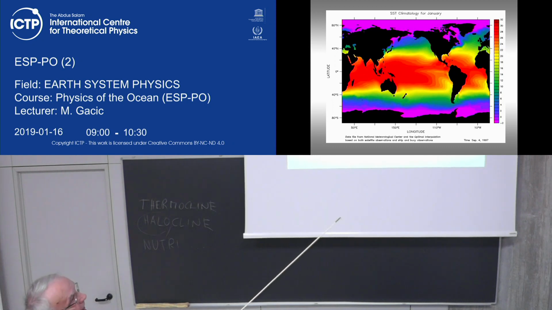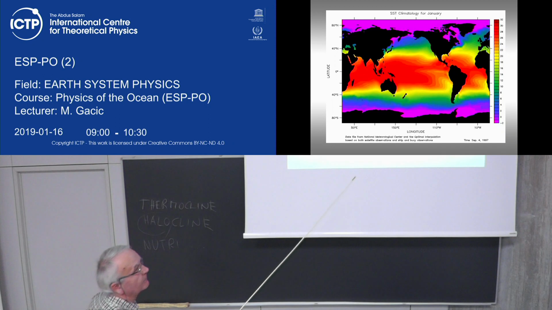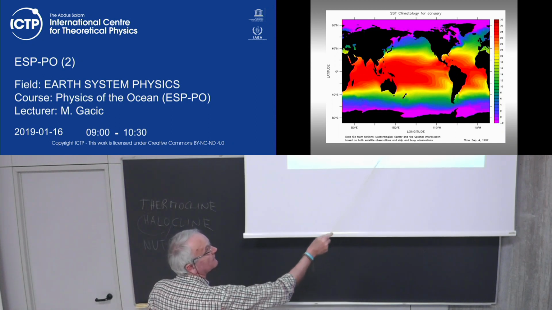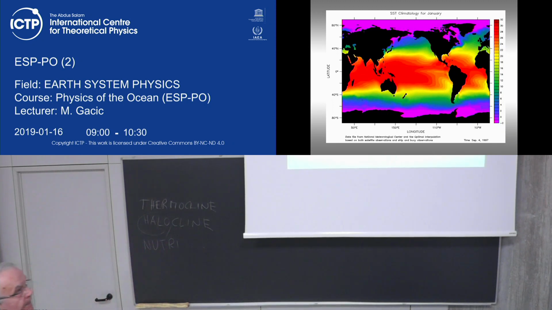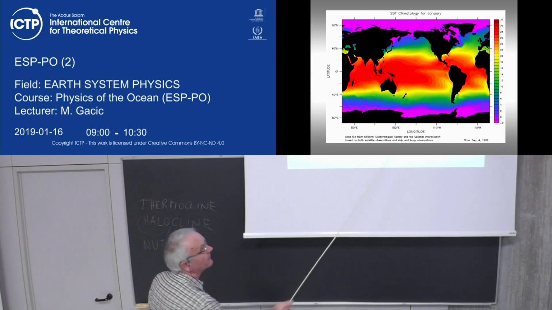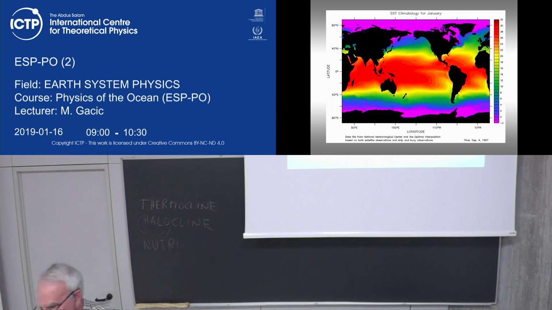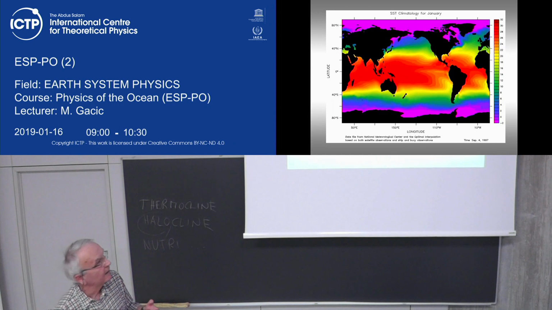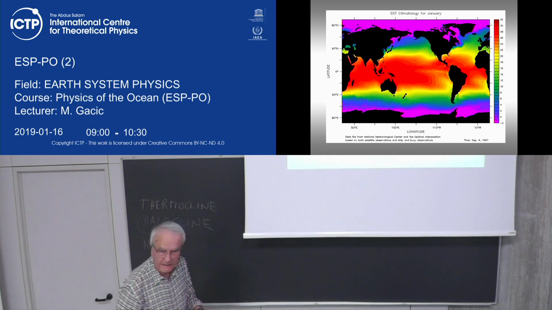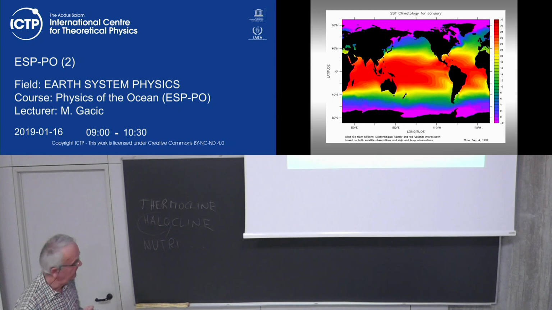For example, where can we see these departures? These departures are, for example, here on the western coast of South America, where the temperature is lower than it would be if it were dependent only on the solar heating. And this is because of oceanic processes. Here in this specific case, we are talking about the upwelling. I don't know if you have ever heard about the upwelling.